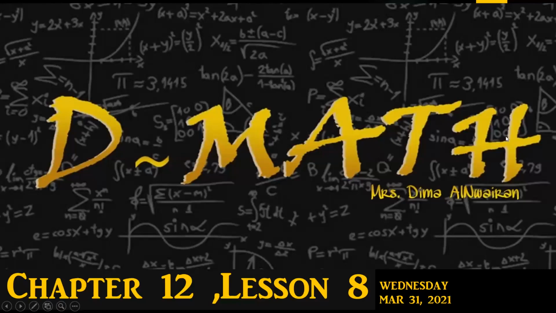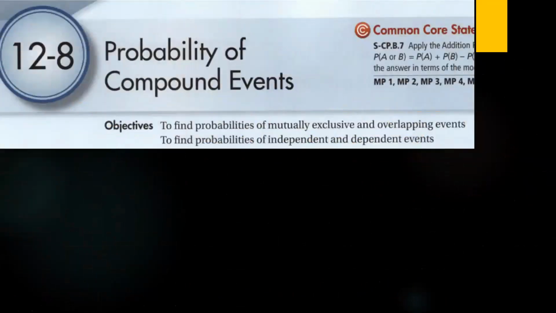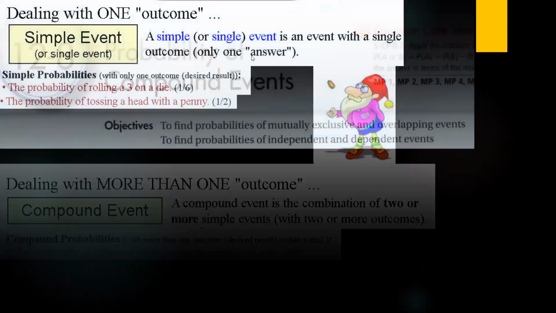Today we are going to start a new lesson, lesson 8, the last lesson in our chapter, which is talking about probability of compound events. In this lesson, we are going to learn how we can find the probabilities of mutually exclusive and overlapping events and the probability of independent and dependent events.